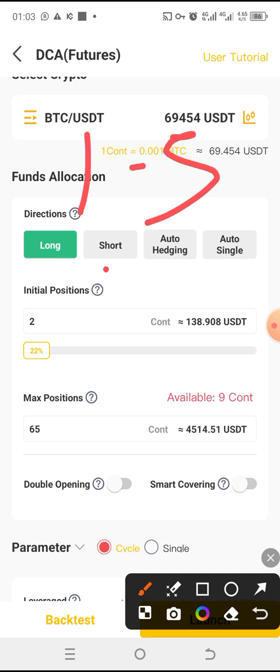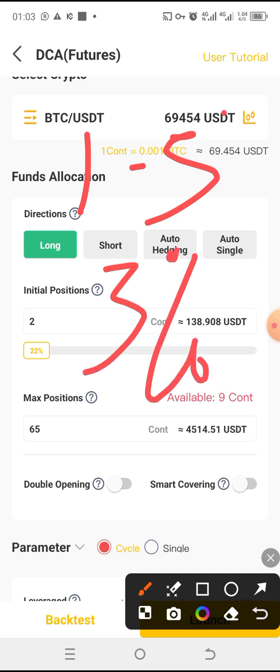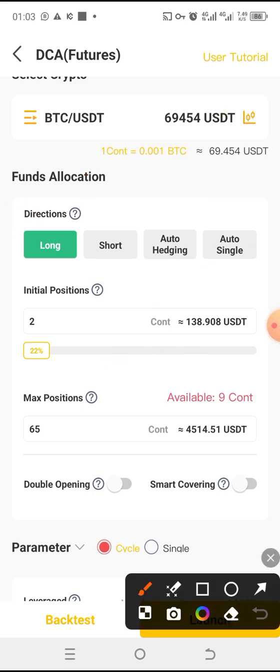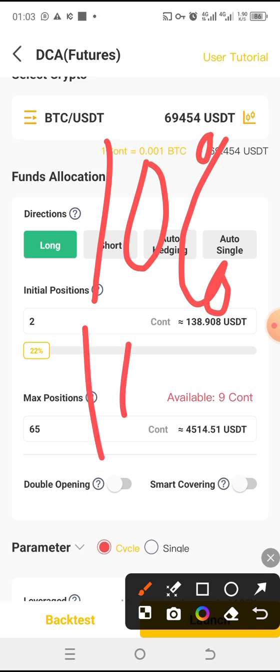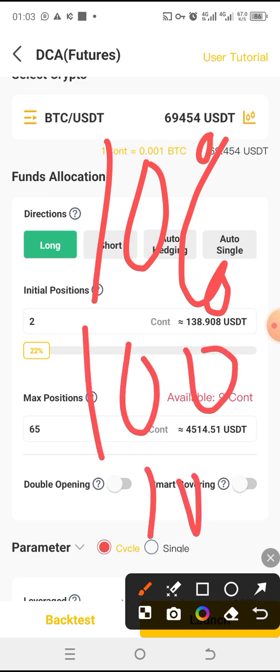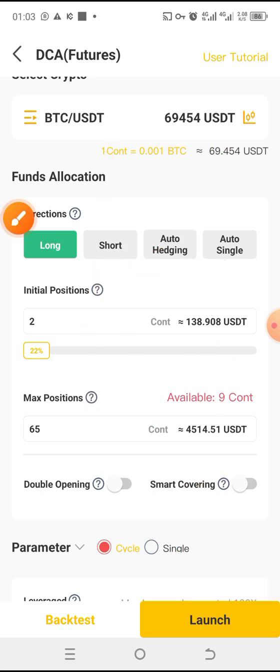Some people advise 3% of your entire capital. But this is a bull run. You can still get away with 10%, but that should be the maximum for the highest risk. That is 10%. So if you have $100, trade with $10. If you have $10, trade with $1. So that's it. That's the logic.